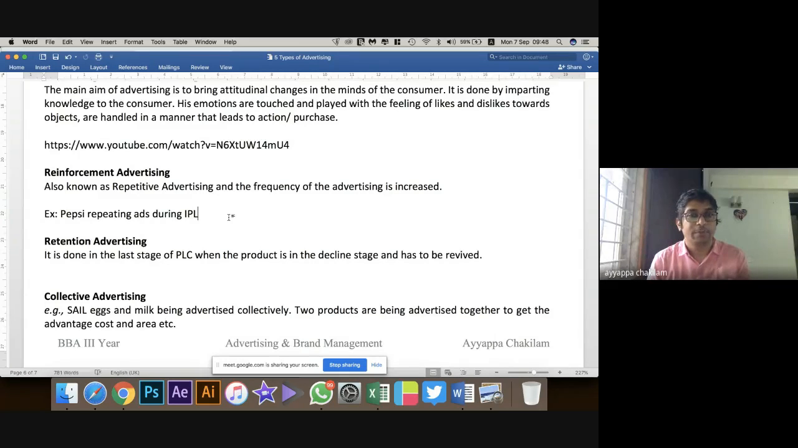That is what Pepsi does nowadays. Swiggy does a lot during the IPL. Swiggy runs a lot of ads, almost every 2 or 3 overs. They run a Swiggy ad so that they keep on repeating and make sure the customer is completely remembering their particular brand.